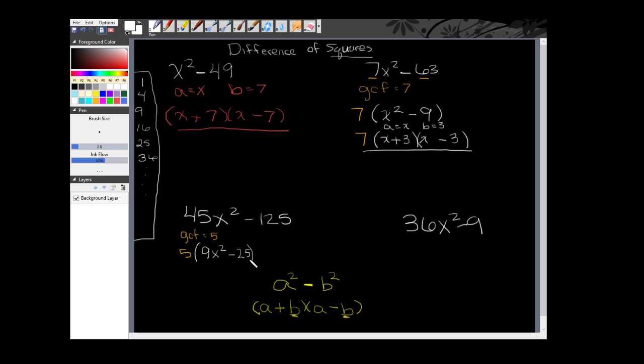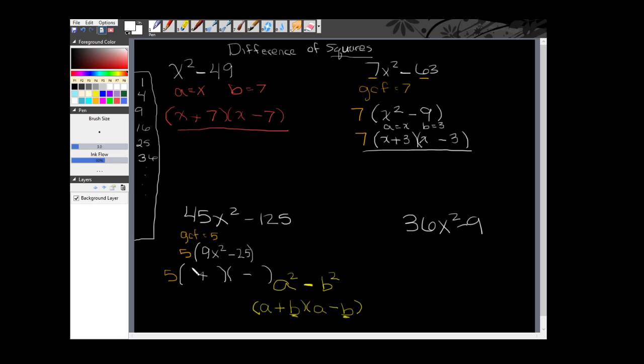And now if I look at it, now I have a difference of squares. Notice here there's a number in front of the x squared. That's okay, as long as that number is a perfect square. So if you look here on the left, you can see that 9 is on my perfect square list. So I'm going to go ahead and set up my GCF and my sets of parentheses, one with plus, one with minus.